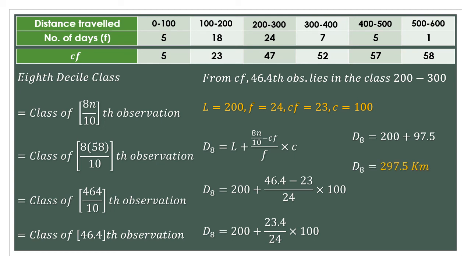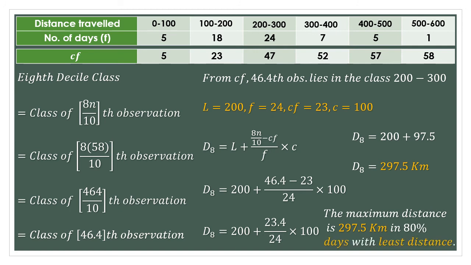So because it is the 8th decile, it is above 80% of the observations. So the maximum distance is 297.5 kilometers in 80% days with least distance. Because it is D8, it shows the 80% days.